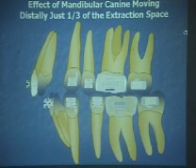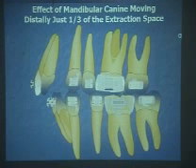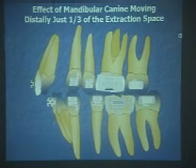Just 1/3 of that extraction space being taken up by this lower canine will doom your class 2 therapy. Doom. Cause it to fail.